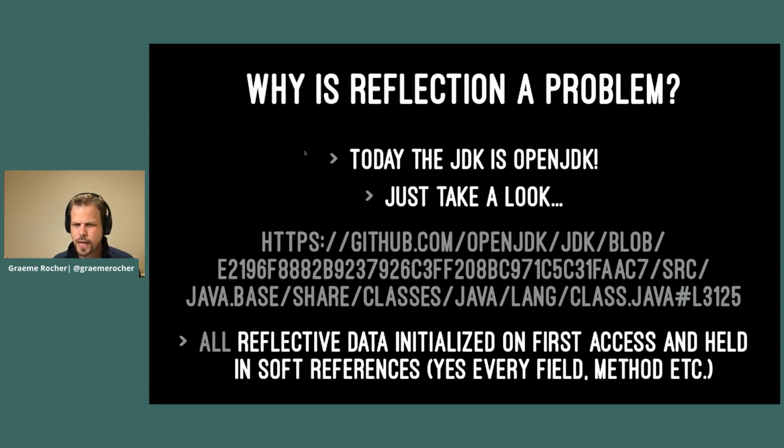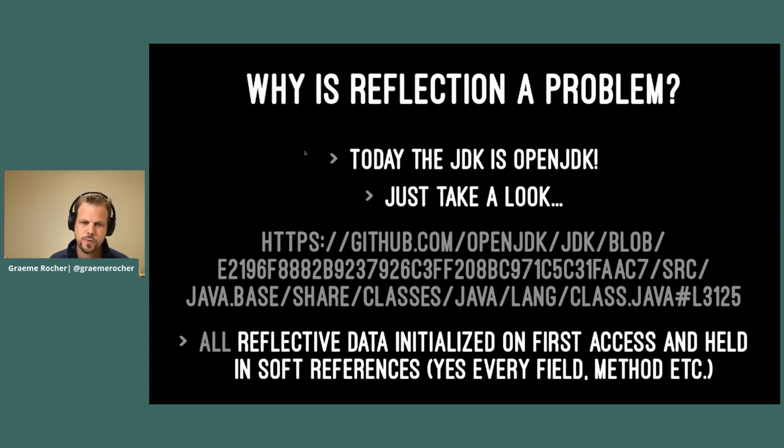In terms of why reflection is a problem, it's actually pretty easy to understand. Today, the JDK is OpenJDK, and you can go to the source code and look at it on GitHub. If you look at the source code for java.lang.class, you'll find that reflective data is initialized on first access, and all reflective data for a class is initialized the first time you access it. That means every field, every constructor, every method, and it's stored in what's called a soft reference.